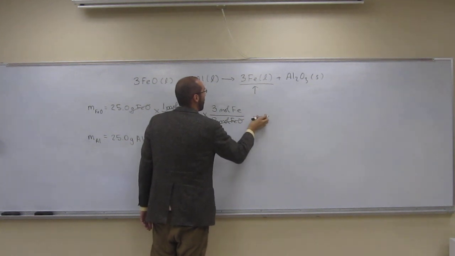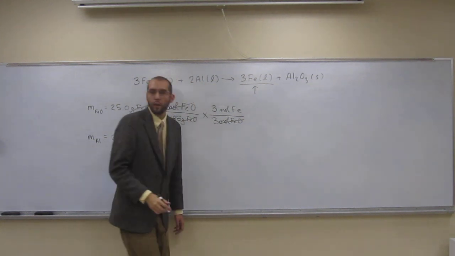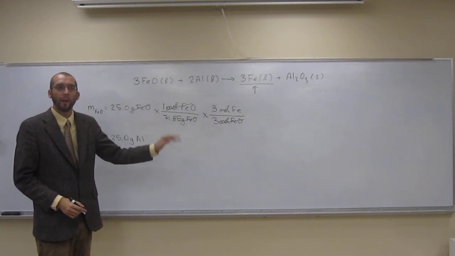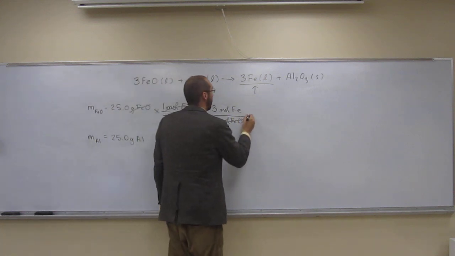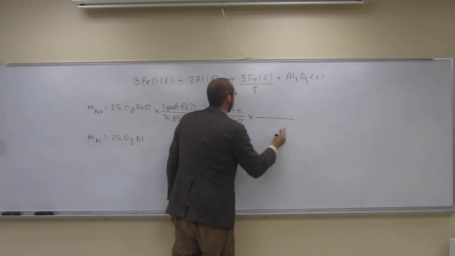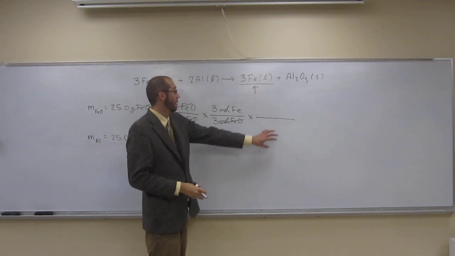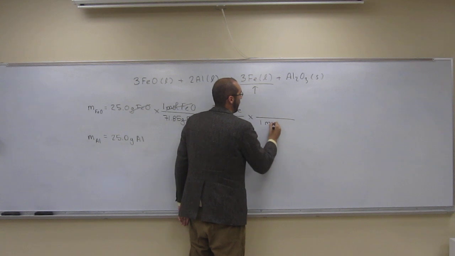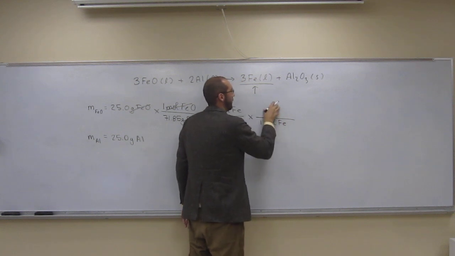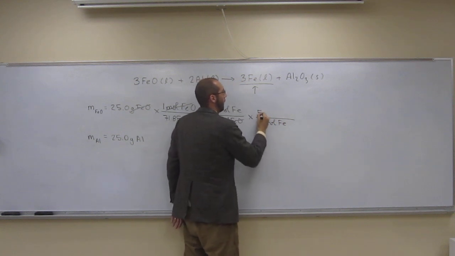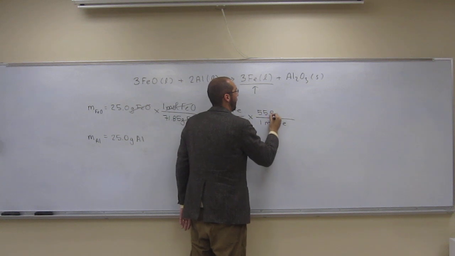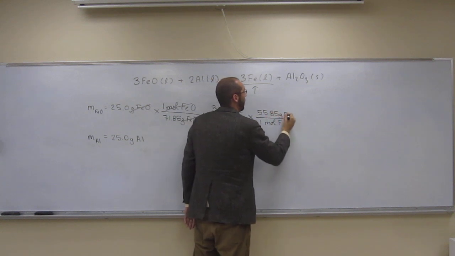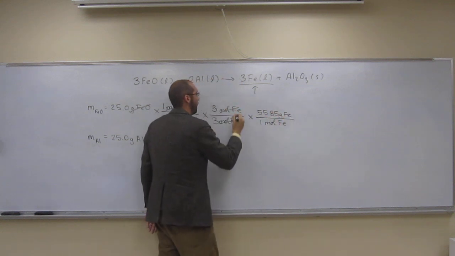Are we where we want to be? No, we still want to figure out the mass. So we use the molar mass. What do we put on the bottom? 1 mole of iron. And on the top? 55.85 grams of iron. Where'd you get that number? The grading tape.